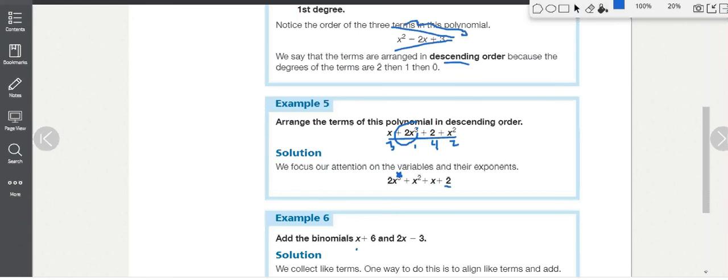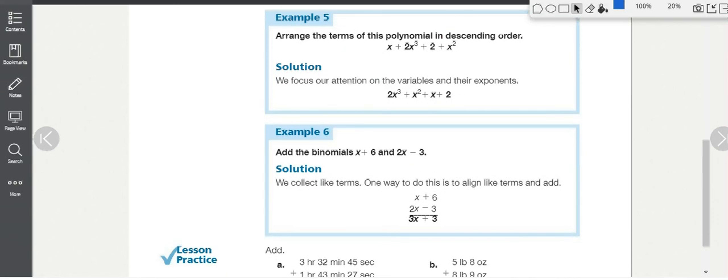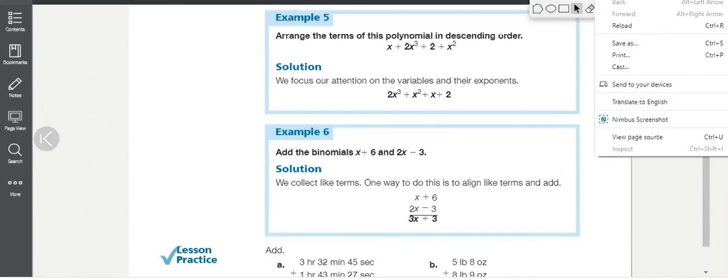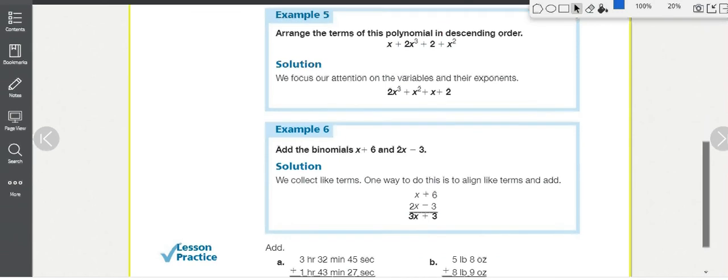If you want to add binomials, you check for all common or like terms. I see x's here, so I can add those to make 3 x's. 1x and 2x is 3x. And then I see 6 and negative 3, so that's minus 3. No, plus 3, excuse me. Let's see how we did. I wrote 6x plus 3, but I meant 3x plus 3. That's my bad.